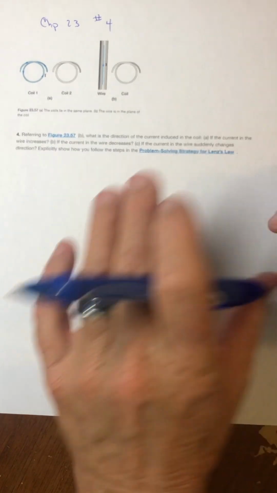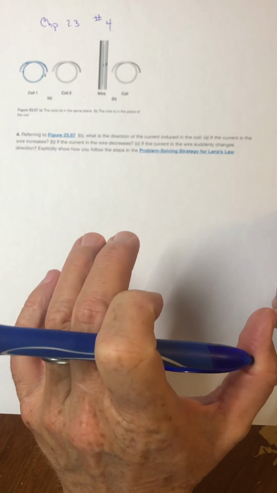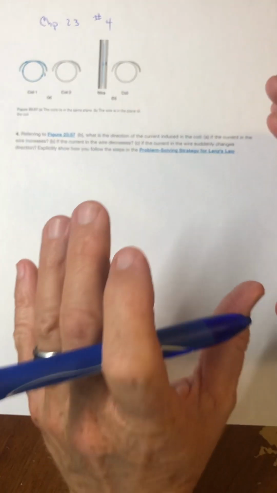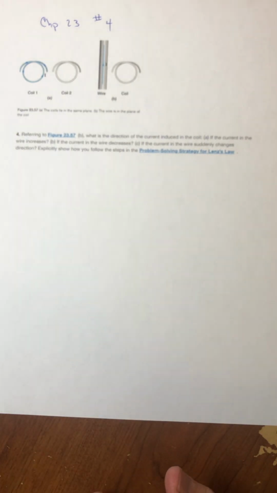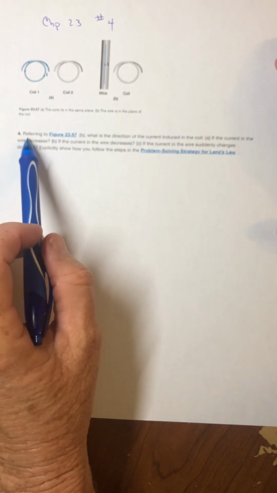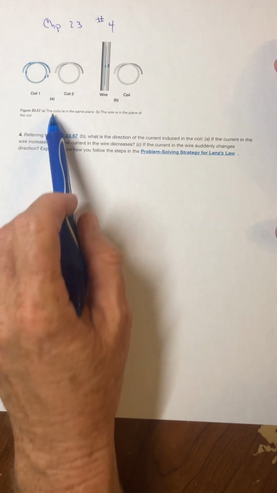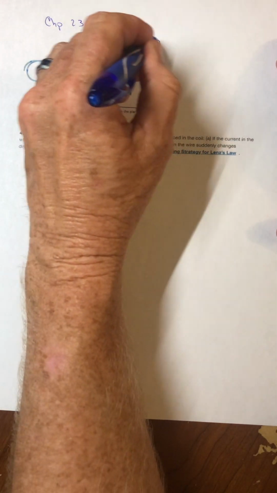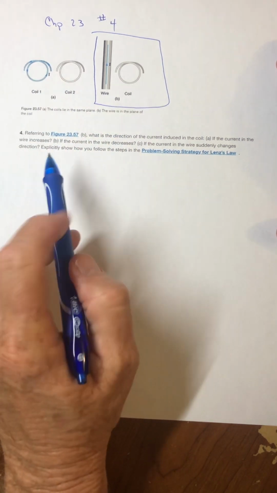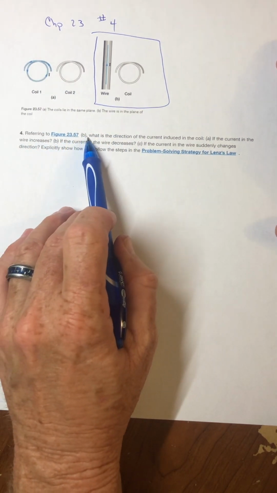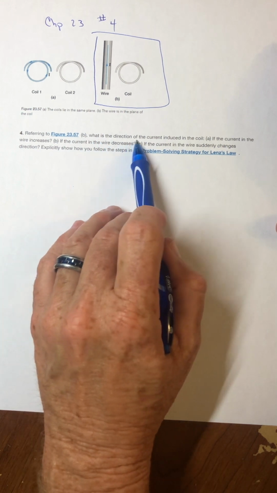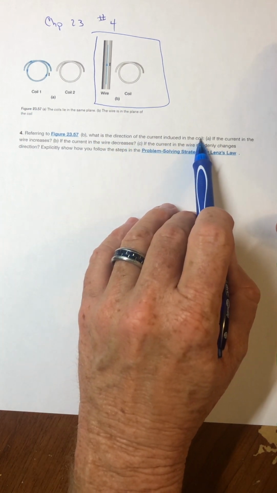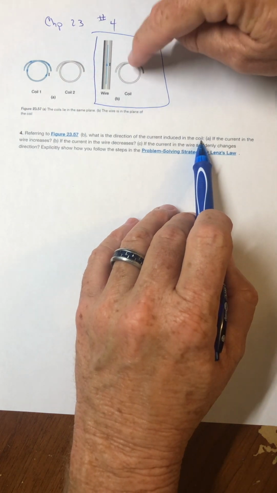All right? And so that's the key here. So the induced current opposes a change. So there's got to be some kind of change in the flux to even have an induction. Let's see if this one illustrates it here. It says, number 4, chapter 23, referring to this figure, so I went ahead and printed the figure, and B, so I guess this part of the figure. These are for a different question, but referring to figure 23.57B, what is the direction of the current induced in the coil? And so in here, in the coil.